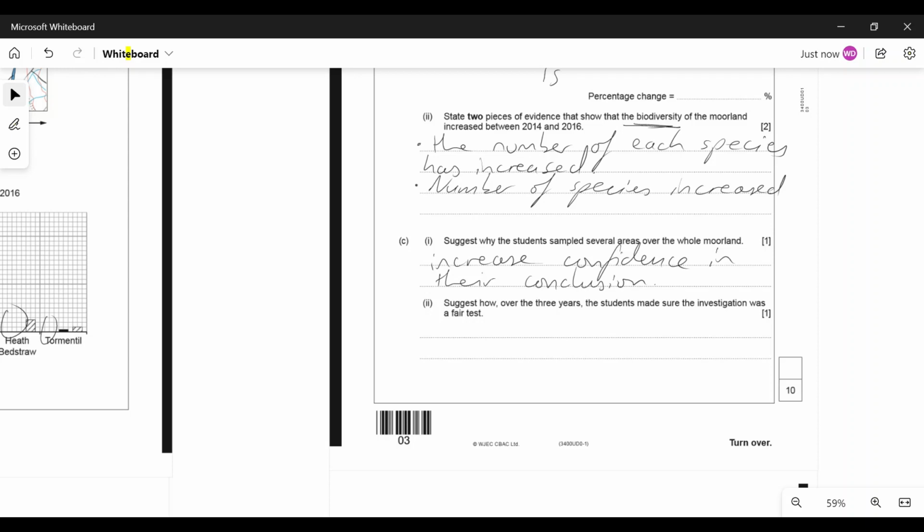Part 2, suggest how over the 3 years the students made sure the investigation was a fair test. You carry it out at the same time of year. You would also need to use the same sample sites or the same sample area each year. So carry it out at the same time of the year, carry it out at the same place.